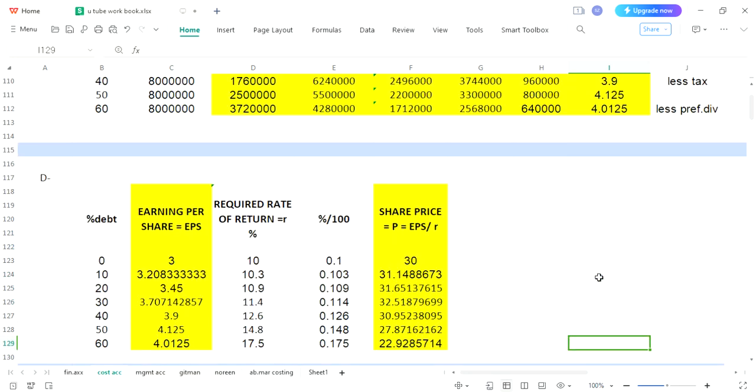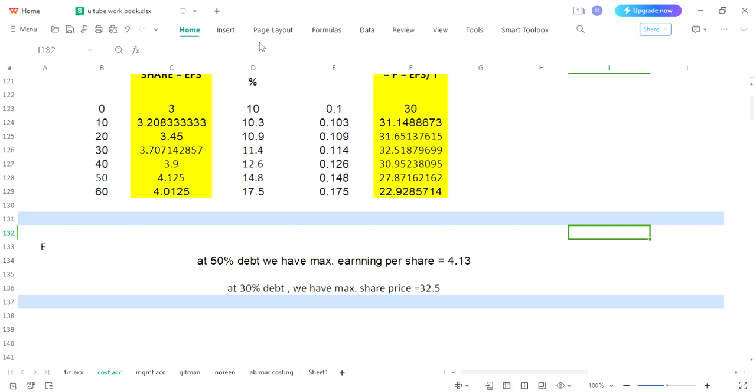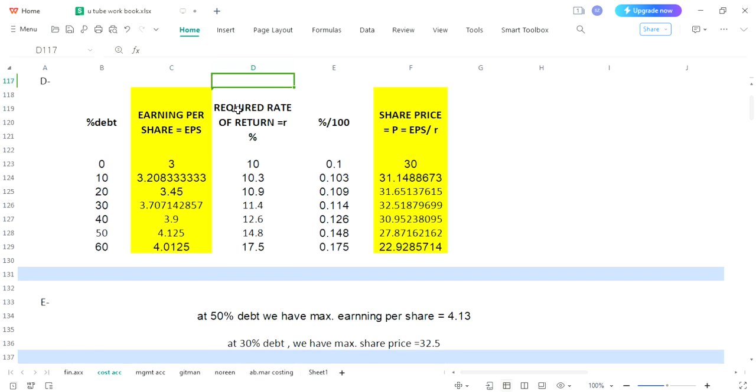D part was simple. Debt was present over here. EPS was calculated over here. I have just told you how your net earning was divided by the number of shares. In this way this was copied. The percentage required rate of return was given in your question, and you applied this percentage upon EPS. So EPS was divided by the required rate of return, with which you calculated your share price. And we have mentioned it very clearly.